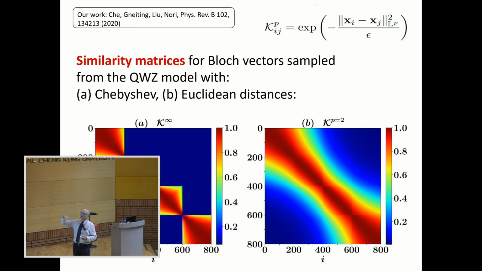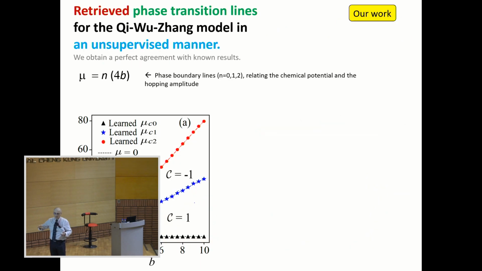There are similarity matrices for the Bloch vector sample for this model with the Chebyshev and the Euclidean distance. In this case, the clusters are clearly separated for different phase boundaries. In the other case, it's a bit smeared out, so you cannot do clustering, and therefore the machine learning algorithm fails for this Euclidean distance, but it works for this Chebyshev distance because the metric is more suitable. And you can change the chemical potential as a function of the hopping integral and look at the topological Chern numbers, either analytical results or numerical results, or the ones from machine learning. There's a perfect agreement. It works really, really well.